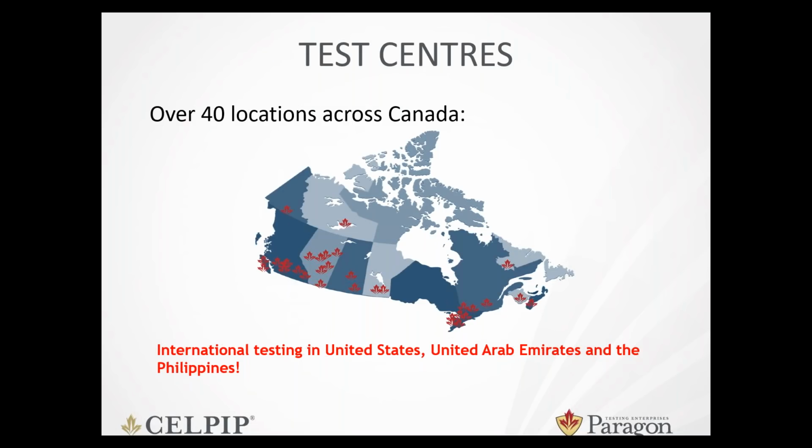So I know we had a lot of people from Ontario. There's lots of test centers in Ontario, whether it's Toronto or some of the other cities. We've got lots of test centers here in the Metro Vancouver area. So Vancouver, Surrey, Abbotsford, lots of test centers here. Calgary, Alberta, they've got test centers there. So most major cities in Canada, you will find a CELPIP test center.